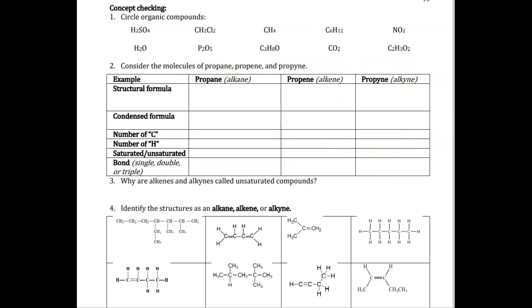Why are alkenes and alkynes called unsaturated compounds? They are called unsaturated compounds because they don't have a maximum amount of hydrogen. So you will know this in the future if you're going to take more chemistry courses, that they can add more hydrogen in chemical reactions. That's why they are unsaturated. Okay, let's do another one.